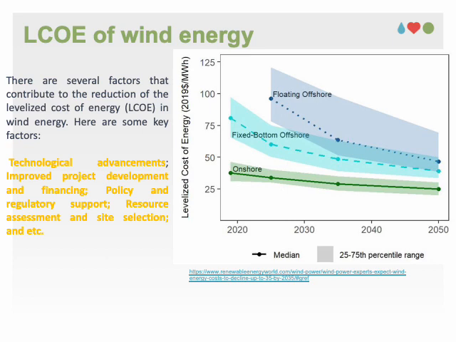Across the three wind applications for floating, bottom fixed, and onshore cases, it is anticipated that there will be a 17% to 35% reduction in LCOE by 2035 and a further 37% to 49% reduction by 2050.